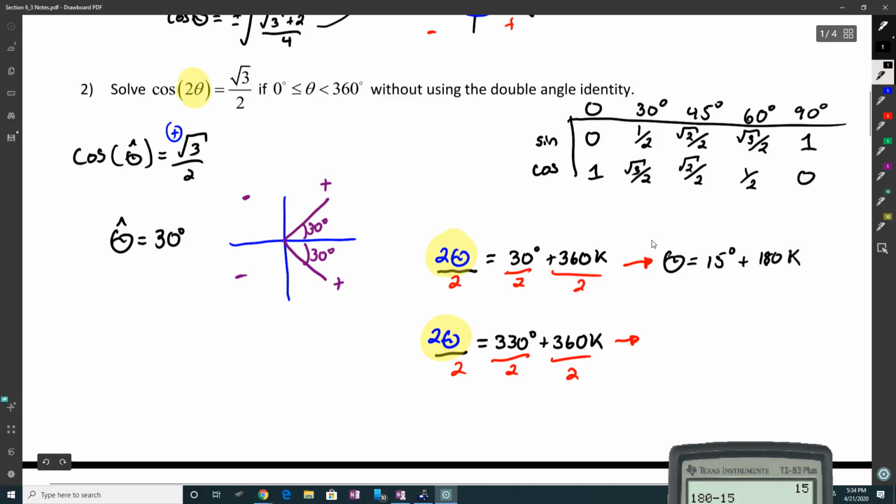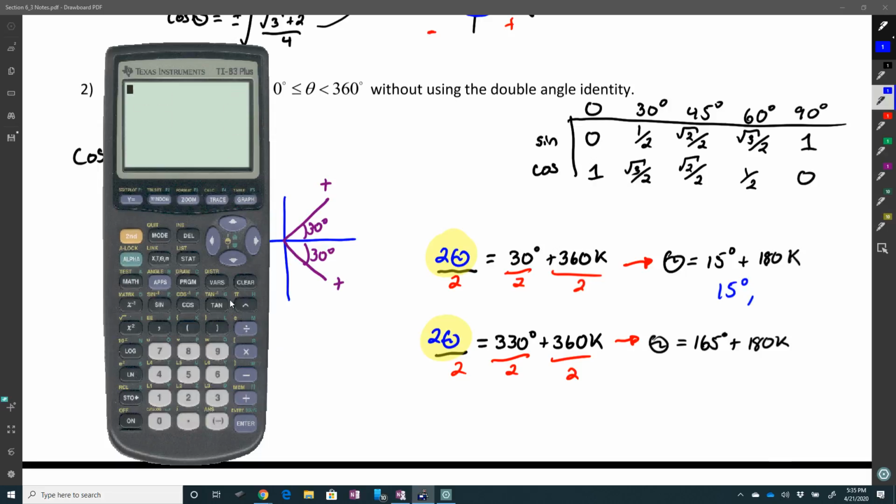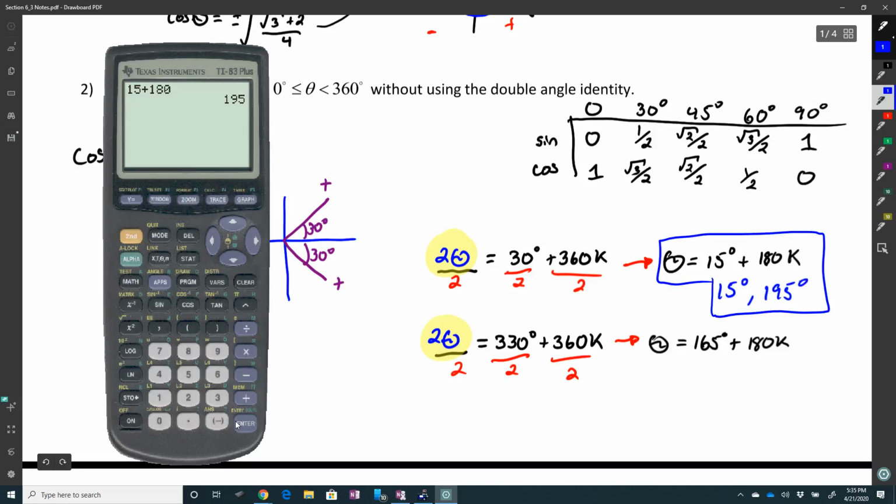And so 330 divided by 2 is 165 plus 180k. And if I write my answers out, that means my answers are 15 degrees, 15 plus 180, 195. That's what I get from these. Whereas this one is 165 degrees, and then 165 plus 180 is 345. Notice we get the exact same answer that we got before.